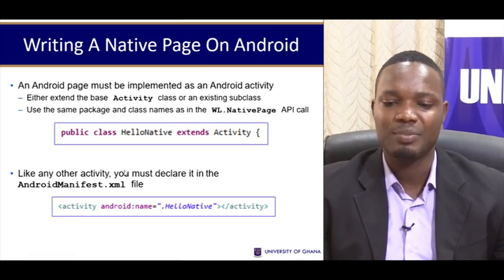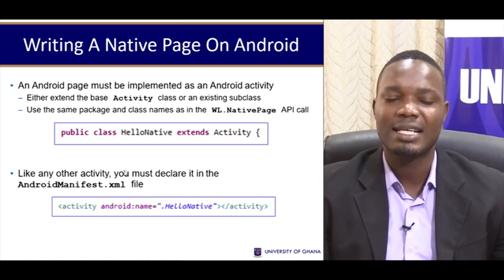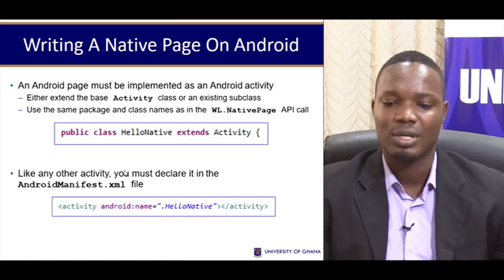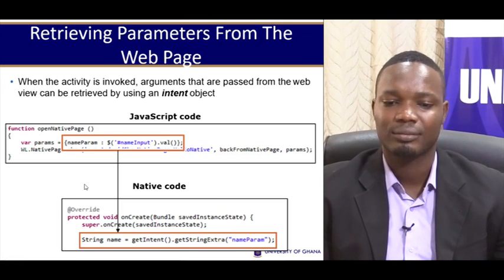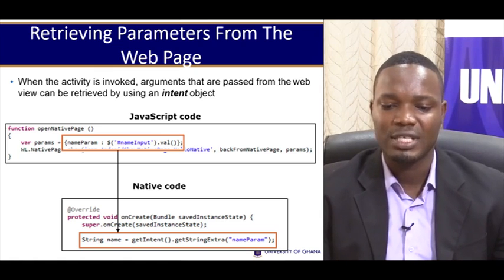Now, an Android page must be implemented as an Android activity. Either extend the base Activity class or an existing subclass. Then you use the same package and class names as in the WL.NativePage call. So we have public class HelloNative extends Activity. Now, like any other activity, you must declare it in the Android manifest.xml file.